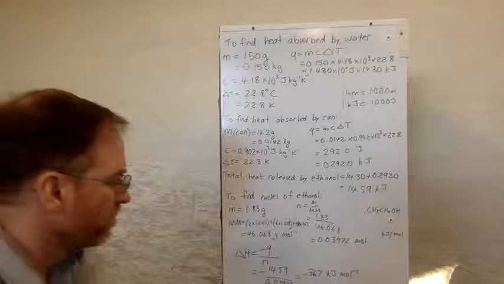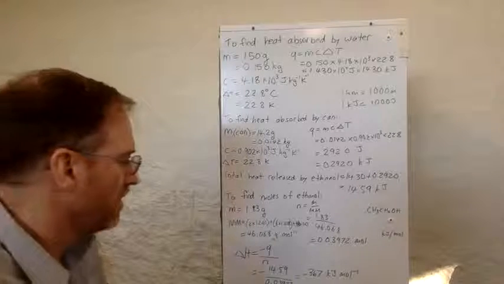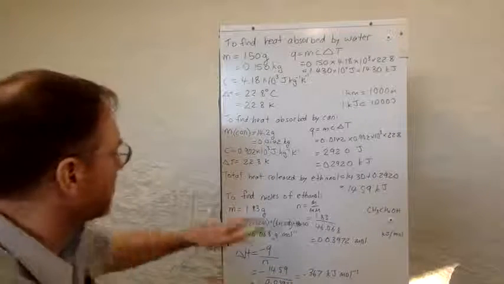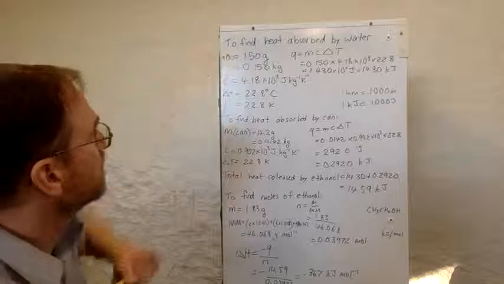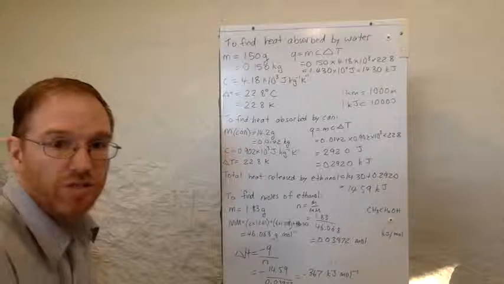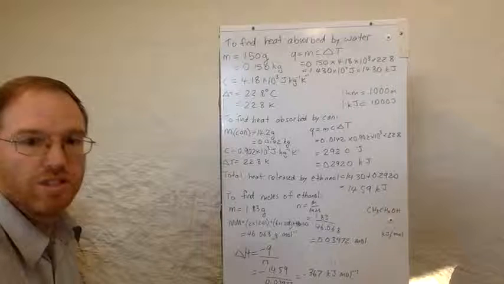And now I've dropped my number of significant figures down to 3 because this is my final answer. And all the way through, the lowest number of significant figures I had in my original data was 3. So my final answer is 3 significant figures.